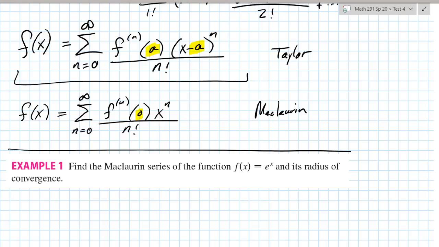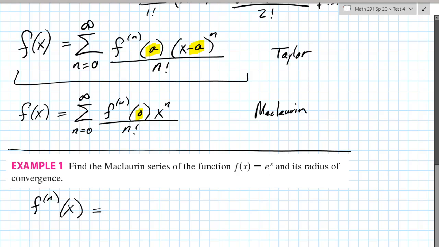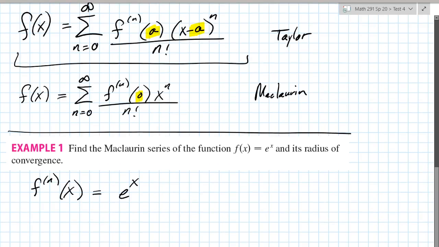Next, we want to find the Maclaurin series for the function f of x equals e to the x and its radius of convergence. So what do we need to do in order to find this series? Well, we need to know what the nth derivatives of our function are. Our f of x is e to the x, so the nth derivative is also e to the x.